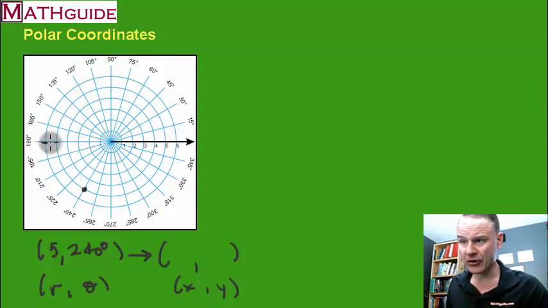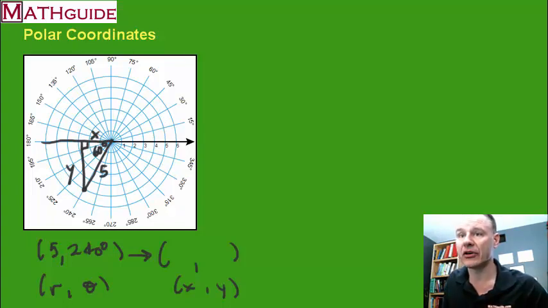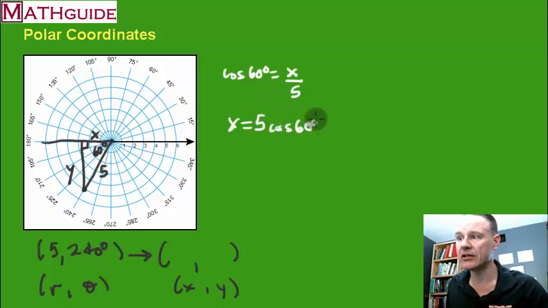Okay, so how do you deal with this point? Well, if I was going to convert this into rectangular, I'd have to draw a segment to the x-axis, draw a segment to the origin, and of course I have this right triangle. I have now the hypotenuse. And if this is 240, I know that that reference angle has got to be 60 degrees. Okay, what do I want to do? I want to figure out what the x value is and what the y value is. Okay, how do I do that? Well, just think back to your trigonometry. You know that if you take the cosine of 60 degrees, that is going to be equal to adjacent x over hypotenuse 5.